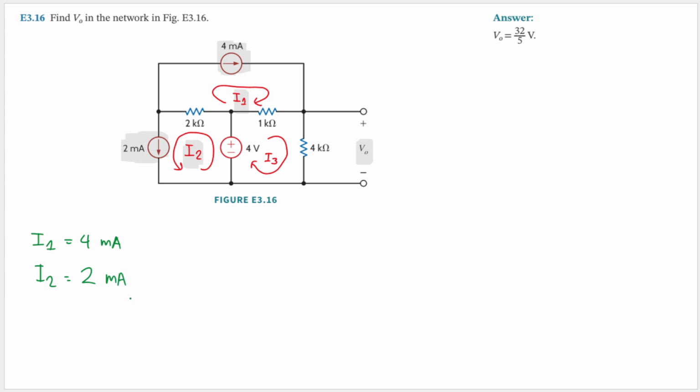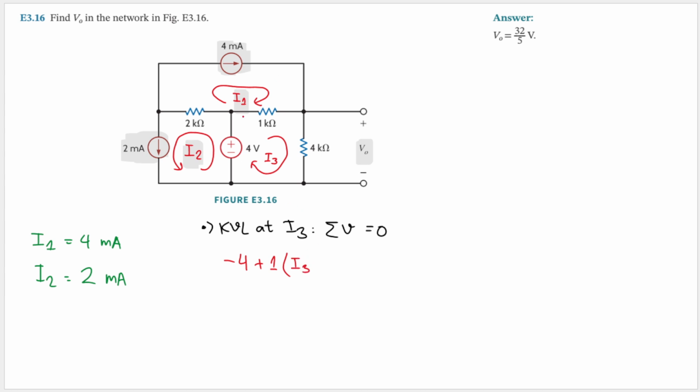Okay. And now we still need to calculate I3, right? So let's do KVL at I3. KVL said that the sum of the voltage in a loop will equal to 0. And here I3 is flowing from the negative terminal to positive terminal, so we will have negative sign. So we'll have minus, and the magnitude will be 4. And then plus, we will have 1 kilo ohm resistor here. So I will have 1 here multiplied by I3 here.